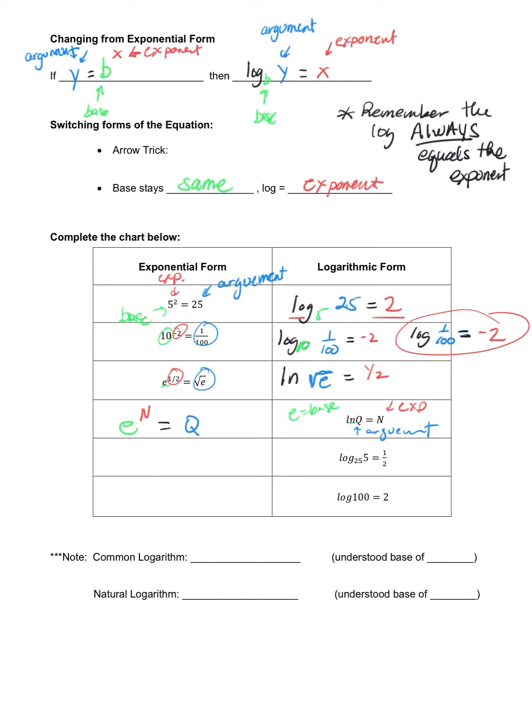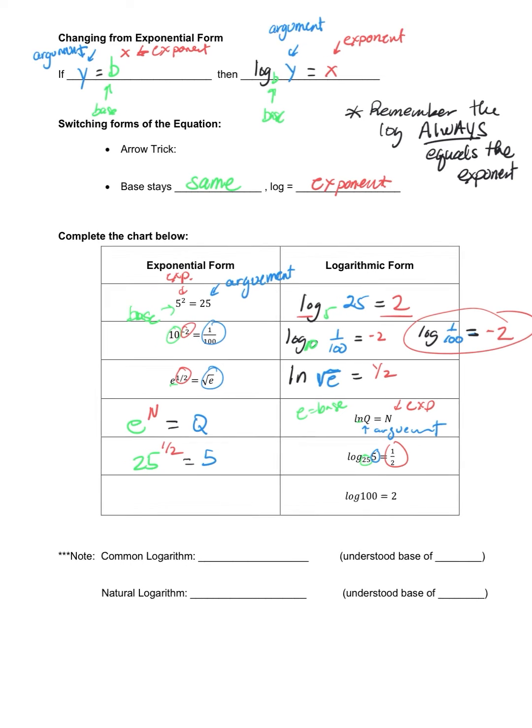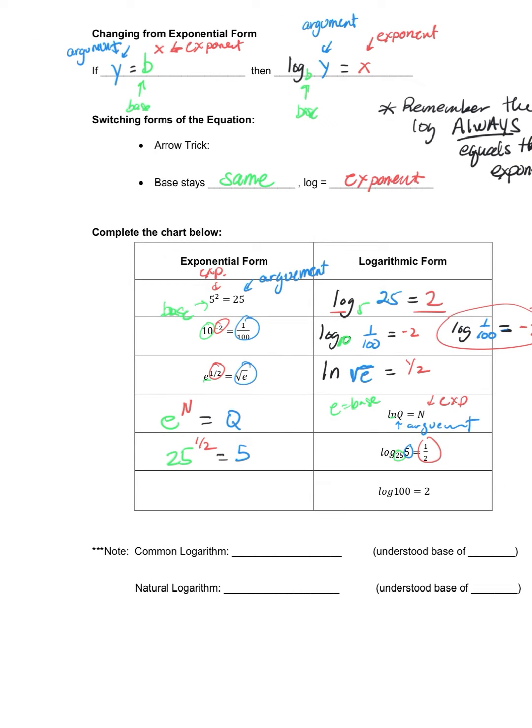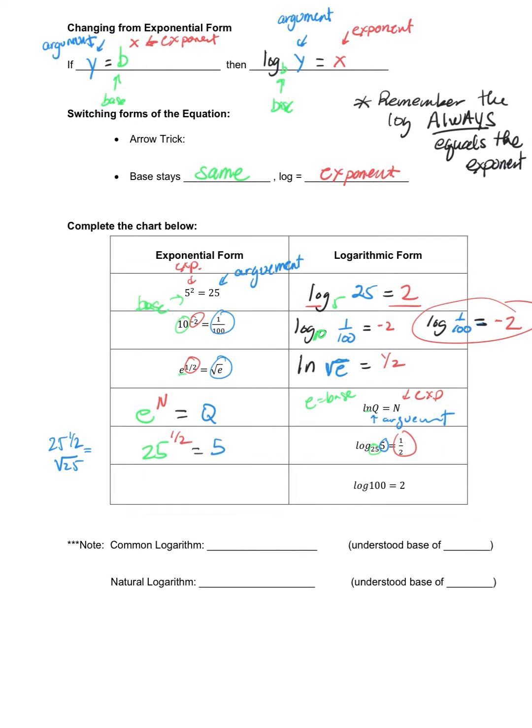Okay, so one thing nice about this one, here's our base of 25. Go there. Exponent is right here, so it's raised to the 1/2. And then our argument is 5, so that has to equal 5. And just remember that 25 to the 1/2 is the same as square root of 25, which equals 5. So that makes a true statement.